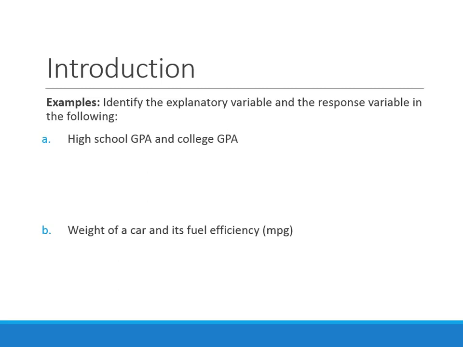So if the two variables I'm looking at are high school GPA and college GPA, what would you use as the explanatory variable, and what would you use as the response? So which one of these is influencing the other one? High school influencing. Yes. Thank you, Craig. Yeah, so the high school GPA will be our explanatory variable. And the college GPA will be our response variable.